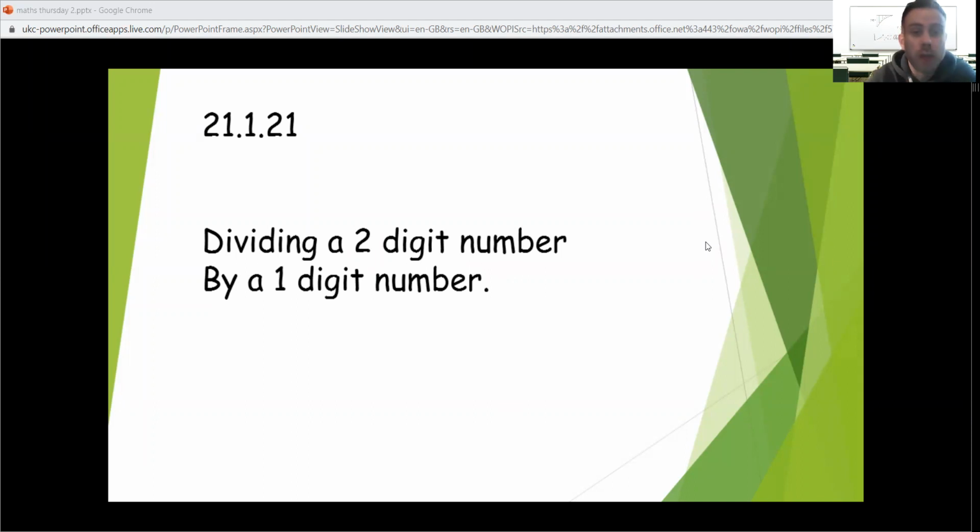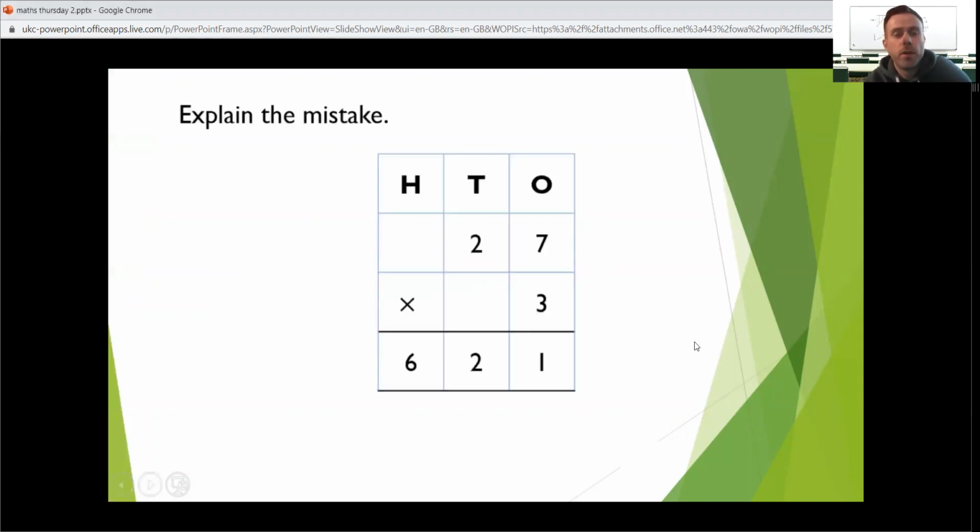We're moving on now to dividing a two-digit number by a one-digit number, and that is coming up in a second. Before we get to that, no flashbacks today, but there are a couple of little problems to have a go at first to get us warmed up, and they are to do with what we've been doing, multiplying a two-digit number by a one-digit number.